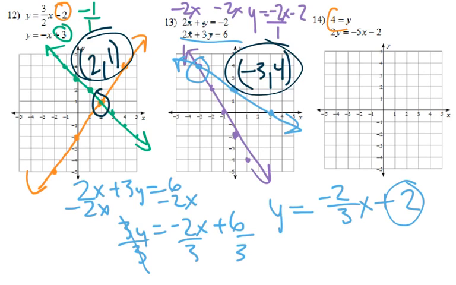Okay. Now 4 equals y. Remember, just go up on the y-axis at 4, and so we draw a horizontal line. Then to get that one, we're just going to divide everything by 2. So we'd end up with y equals negative 5 halves x minus 1, because 2 over 2 is 1.